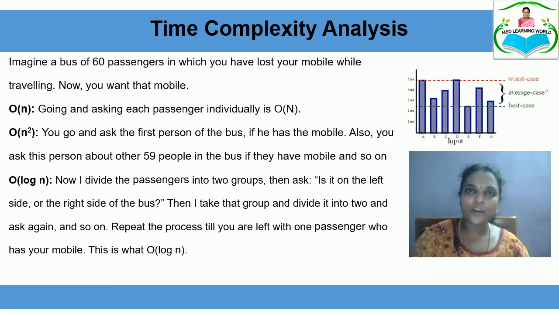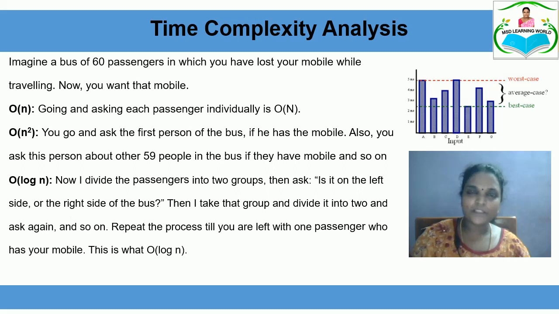Likewise, you keep asking each and every person present in half of the passengers until you reach the one passenger who has your mobile. Then your time complexity is order of log n. Here the time complexity can be analyzed in the average case, worst case or best case.